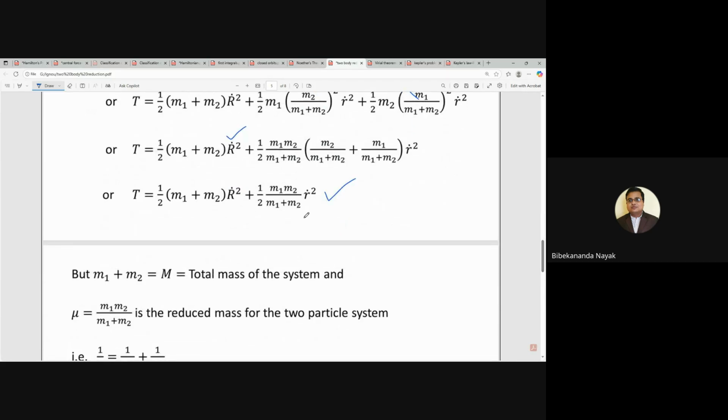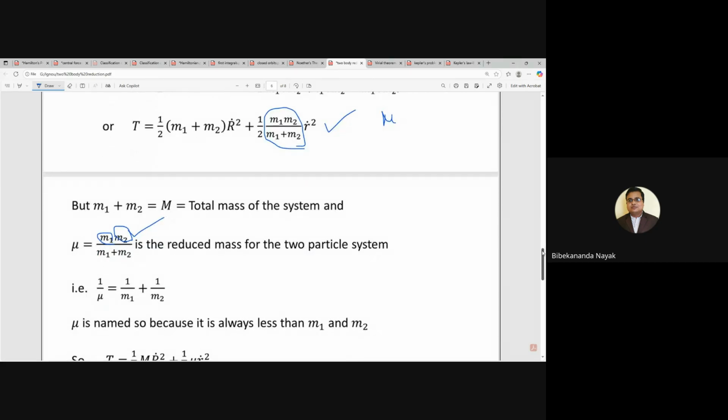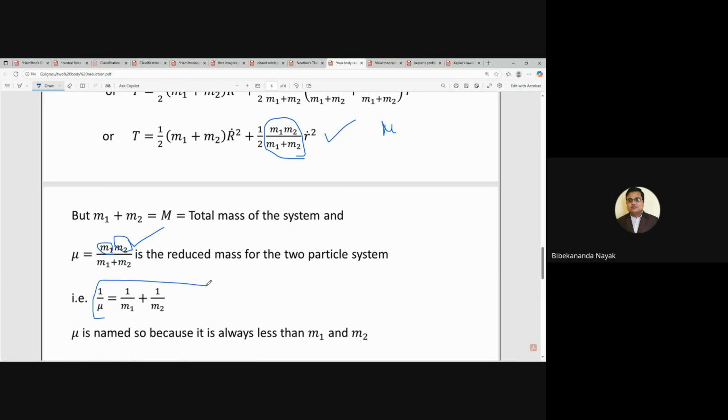But this term is known as the reduced mass, mu. Mu is equal to this, which is called reduced mass. Why is it reduced mass? Because mu is less than both m1 and m2. For that reason, it is called reduced mass. And its definition is 1 by mu is equal to 1 by m1 plus 1 by m2.